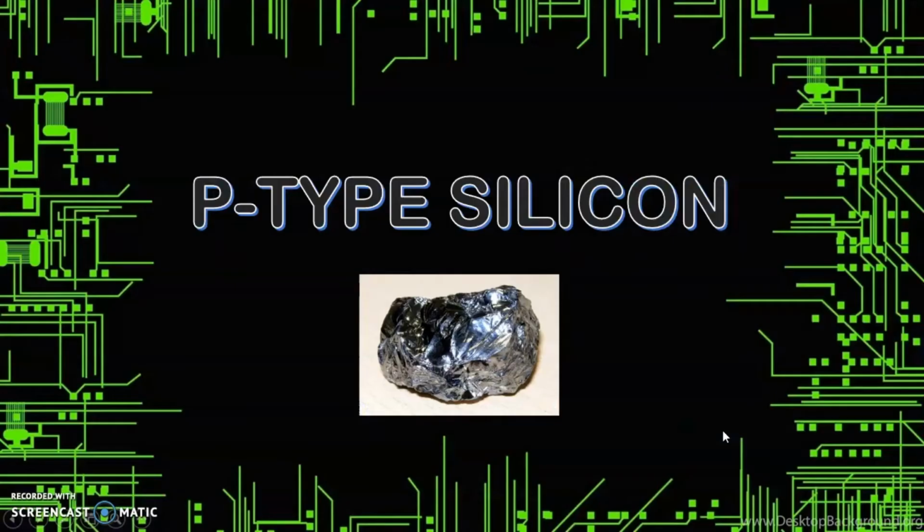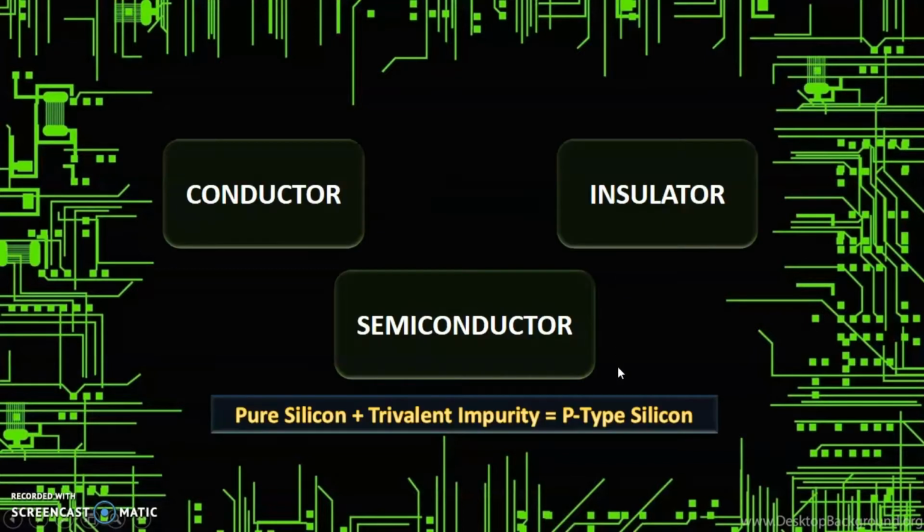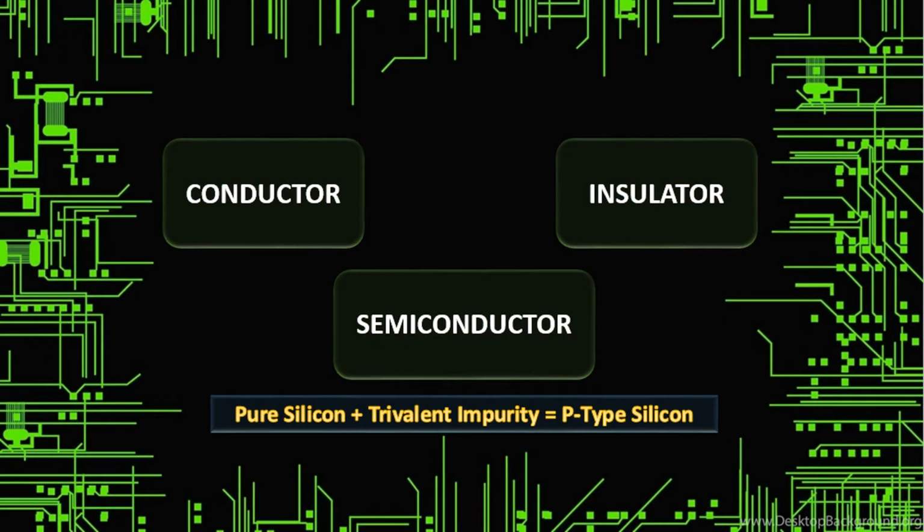In this video, I will explain about a semiconductor which is a p-type silicon. But first, let's figure out what is a conductor and what is an insulator, and what about a semiconductor. Conductor is any material that allows electric current to flow freely, while insulator is the total opposite of a conductor. Insulator does not allow electrical energy to pass through them.